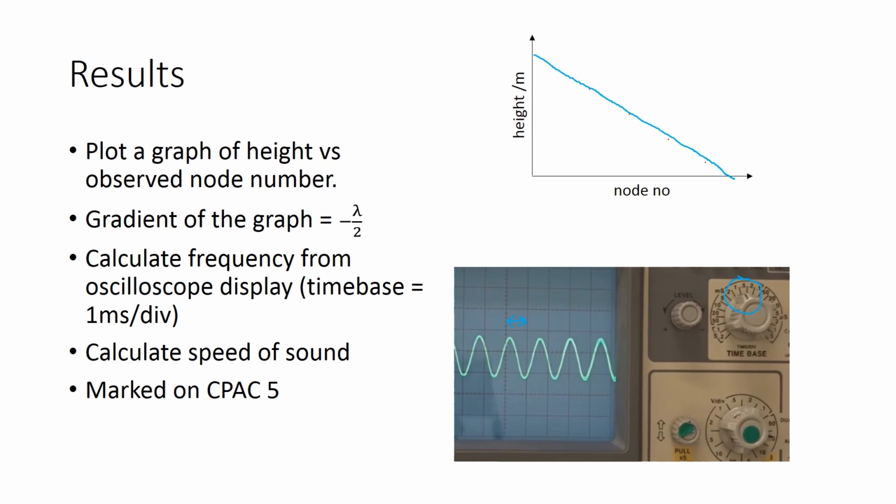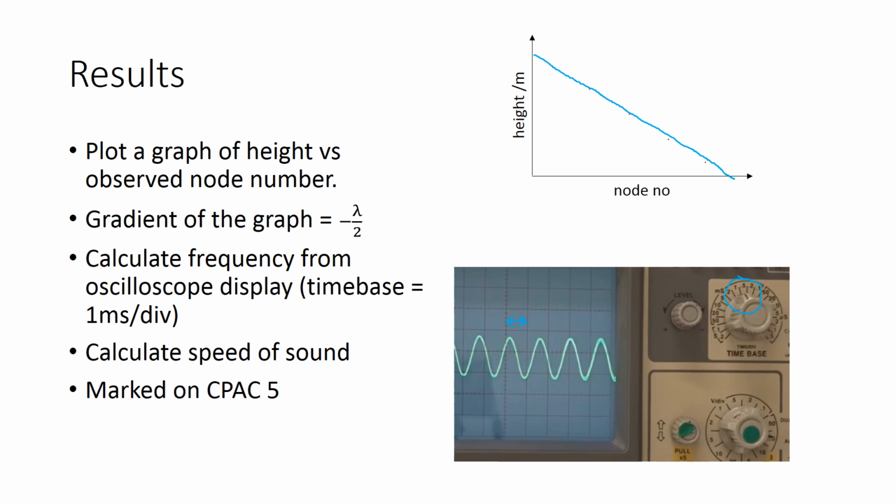It might be tempting at this point to try and use a shortcut and just use the frequency displayed on the signal generator. This frequency is incorrect as the display is inaccurate, and if you use that you won't get the correct speed of sound. You can then calculate the speed of sound and then analyze and process your data to be awarded CPAC 5.